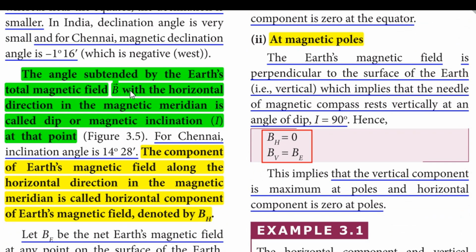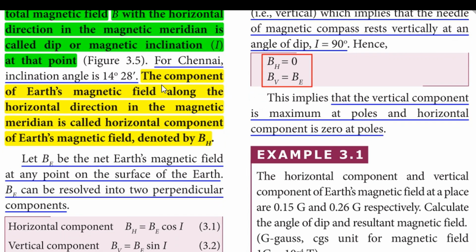The angle subtended by the Earth's total magnetic field B with the horizontal direction in the magnetic meridian is called dip or magnetic inclination, I, at that point. For Chennai, the inclination angle is about 14 degrees and 28 minutes. The component of Earth's magnetic field along the horizontal direction in the magnetic meridian is called the horizontal component of Earth's magnetic field, denoted by letter BH.